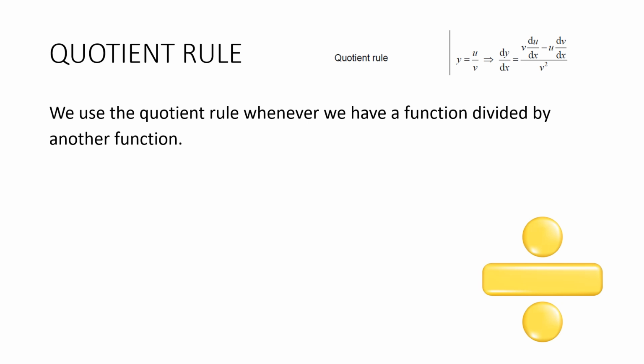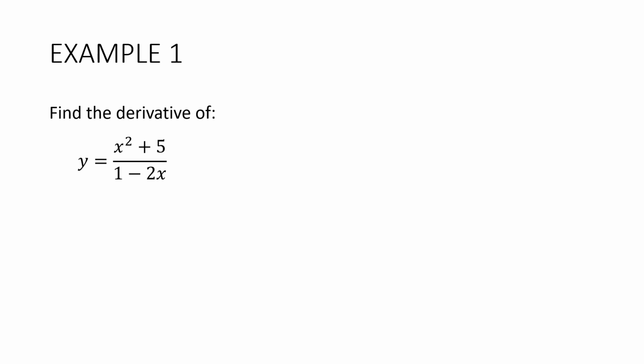We use the quotient rule whenever we have a function divided by another function. And for f of x is equal to u divided by v, and u and v both have to be functions of x, then the derivative will be v multiplied by u dashed minus u multiplied by v dashed all over v squared. You can see how it's written here in your formula booklet. So let's look at some examples.